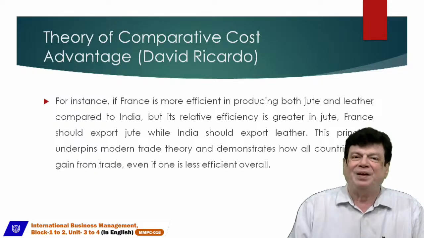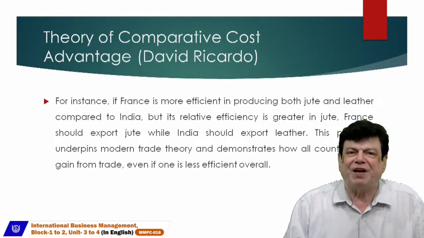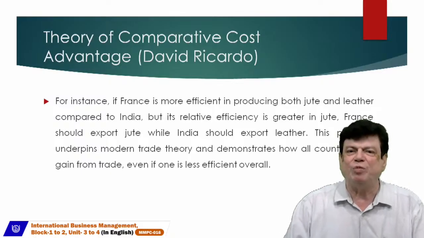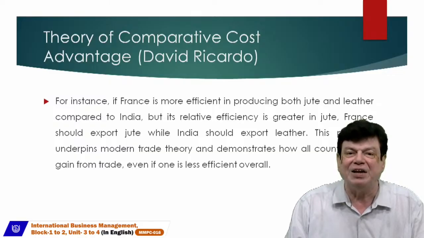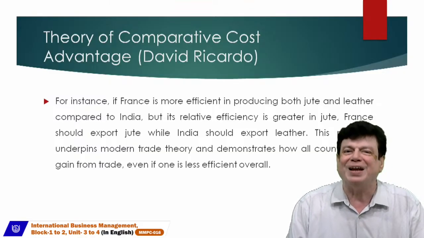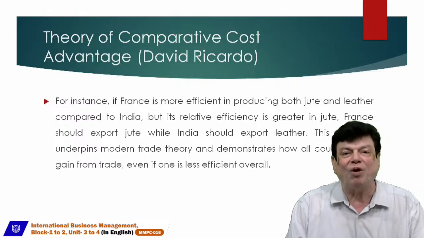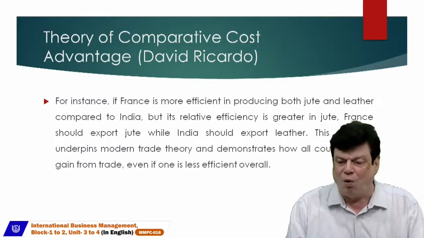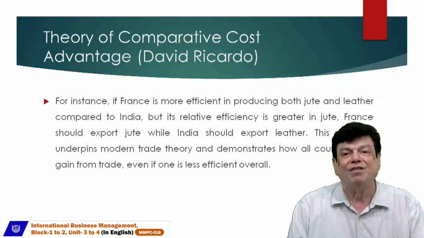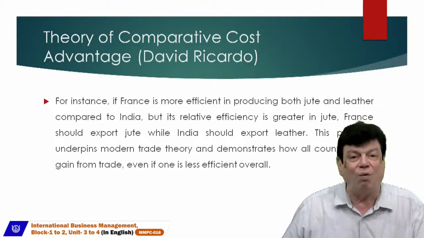So, according to David Ricardo, the example is if France is more efficient in producing both jute and leather compared to India, but its relative efficiency is greater in jute, France should export jute while India should export leather. This principle underpins modern trade theory and demonstrates how all countries can gain from trade even if one is less efficient overall.